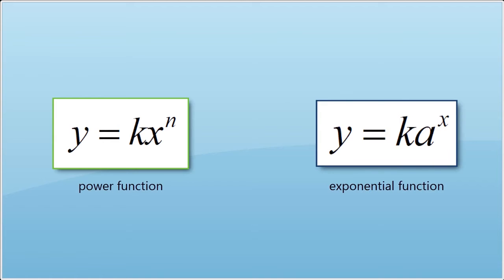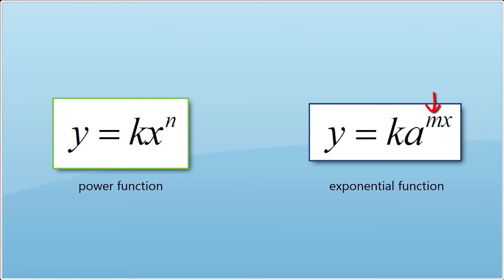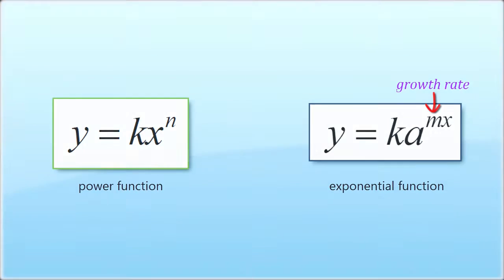Exponential functions are sort of like the opposite of power functions. With exponential functions, the base is a number, and the exponent is a variable. There can also be a number in front of the variable inside the exponent. This is sometimes called the growth rate of the exponential function.